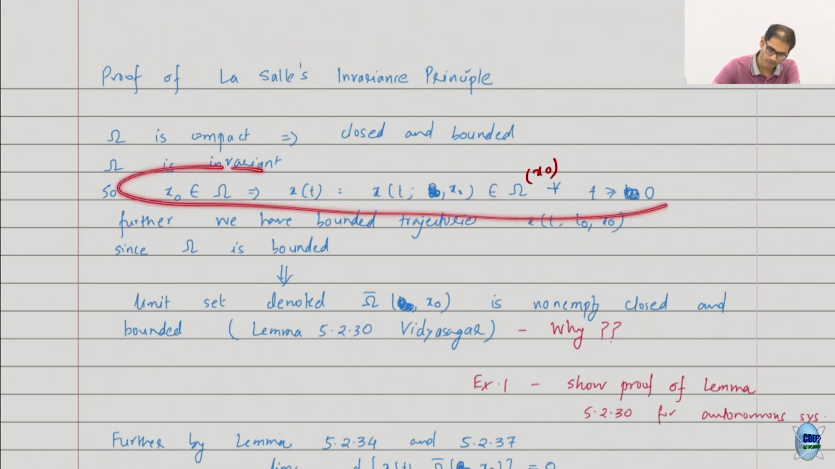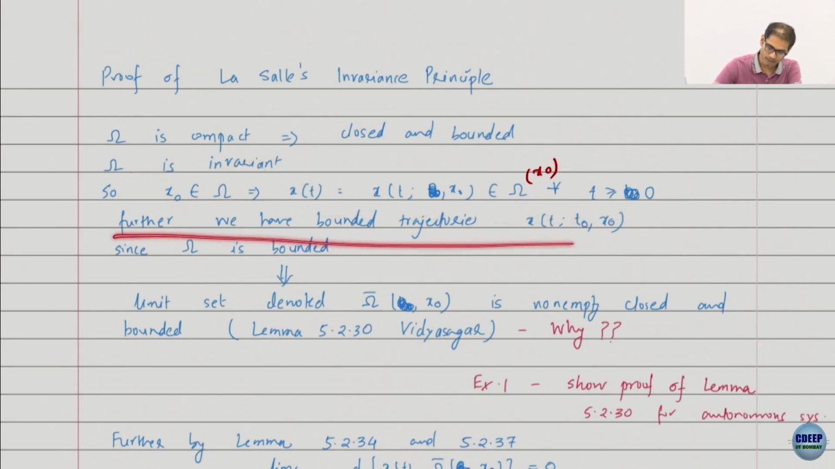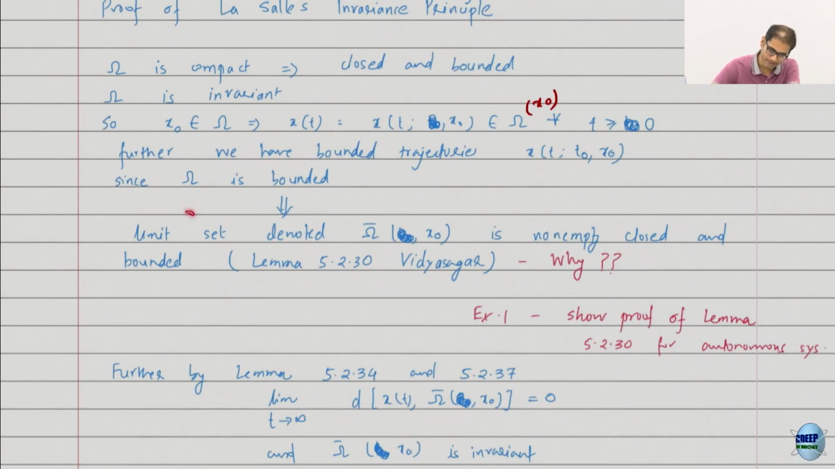So this is just the definition of omega being invariant. Further, we have bounded trajectories because omega is bounded. I already said that if you start in omega, you remain in omega, and the LaSalle invariance principle states that you have to start in the omega set. Great. So let us denote the limit set by omega bar. We are trying to find the limit set now, because we know that trajectories go to the limit set, by the definition of the limit set. So we denote the limit set as omega bar of x0. I know you might have used this notation to indicate closure of a set in your analysis, but this is not the closure of the omega set, this is a different set. I am just denoting the limit set as this, just a notation.